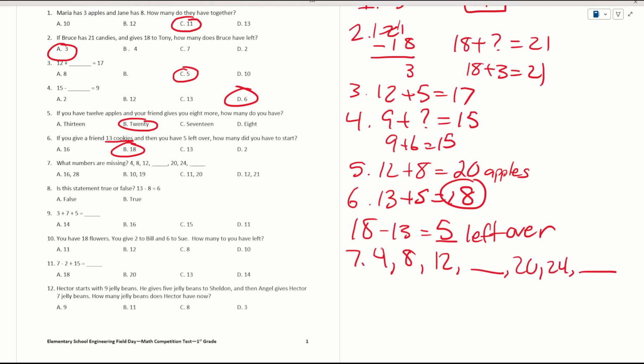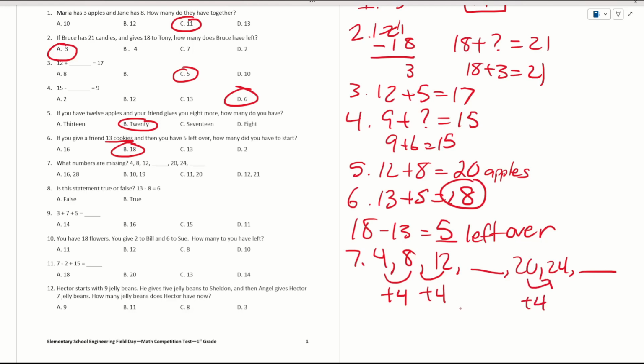For 4 and 8, I know that it's going to be increasing by 4. And for 8 and 12, it's going to be plus 4 again. This one, I don't know. I'll come back to it and then do that and that. But as you see from 20 and 24, it's going to be, again, plus 4.